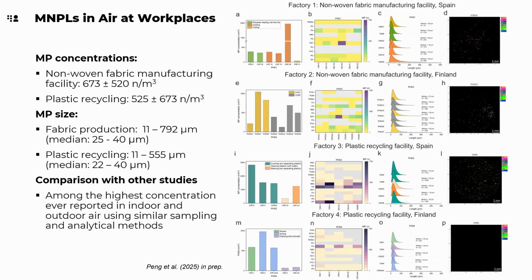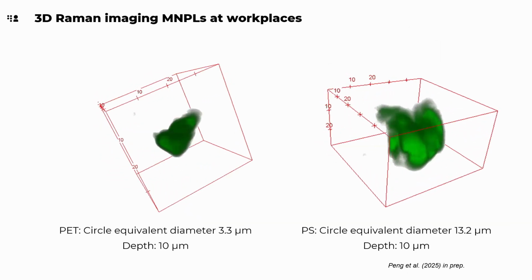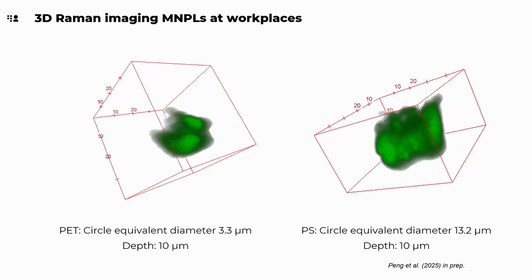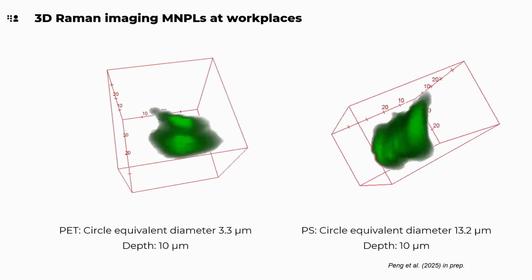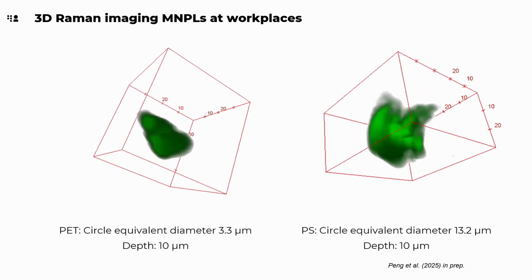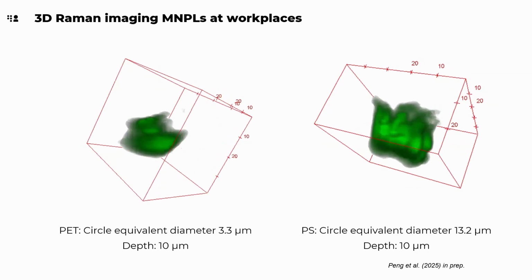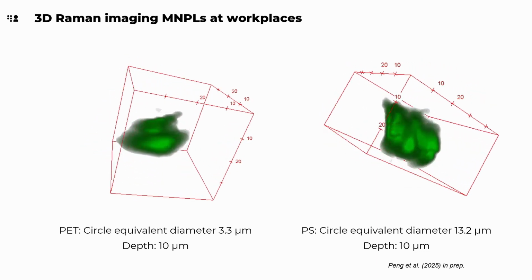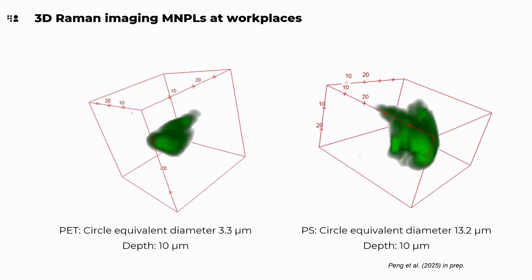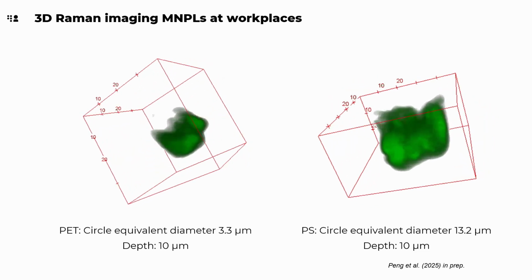If we move from the air of these factories, which are these results, well, this is a nice video where you can see how the partners managed to reconstruct a 3D image of the particles that were found in the air. It is PET and PES, the main components in the textile and in the recycling. And it's quite clear from these videos that the structure, the aspect ratio, the surface is really very different from the polystyrene or the PET beads that we are testing in the lab.